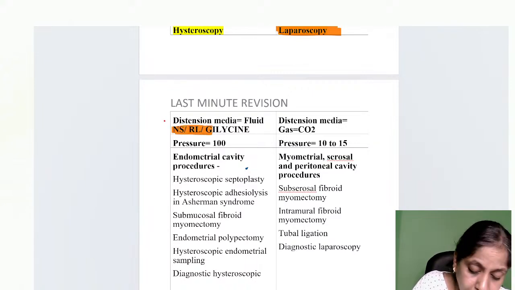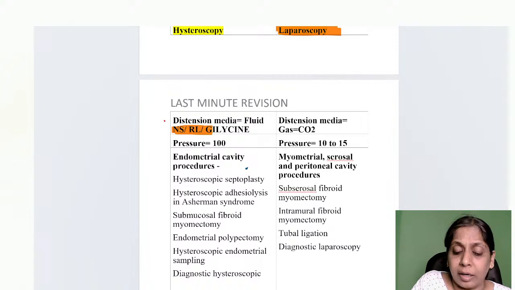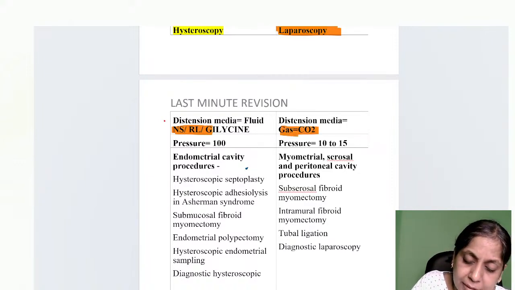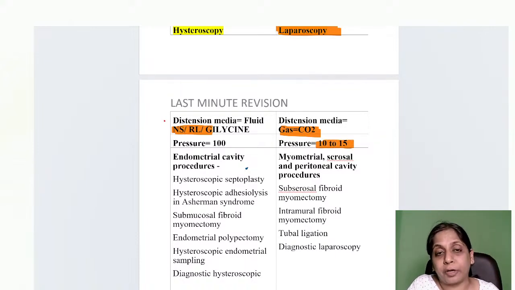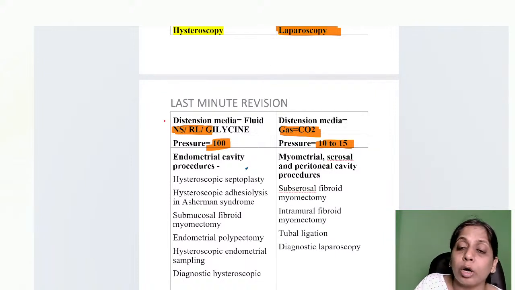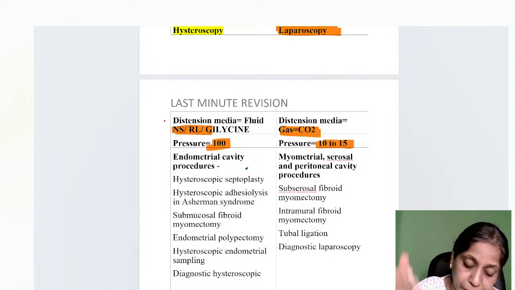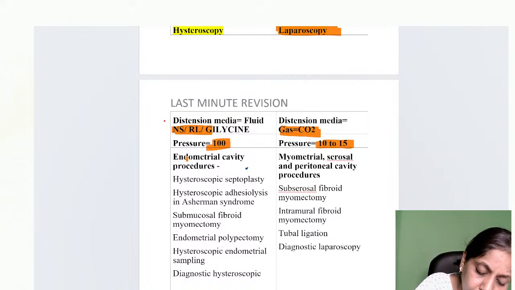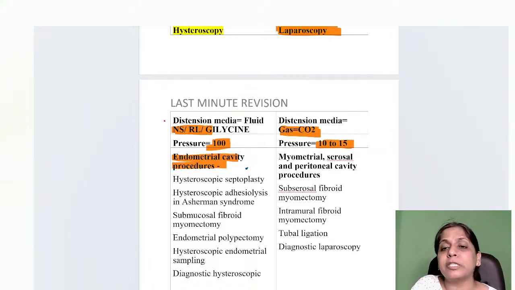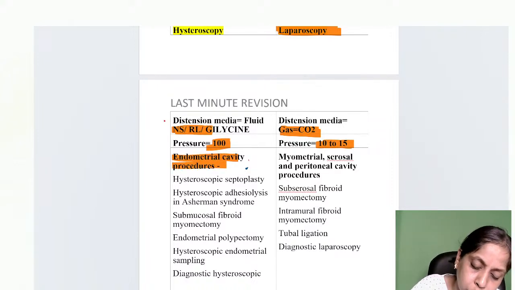It is isotonic. In laparoscopy, because we have to distend only the peritoneum, it is gas, and the gas is CO2. The pressure is 10 to 15, whereas here the pressure is 10 times more, 100, because we have to distend the myometrium, which needs increased pressure, right? The endometrial cavity, but by which procedures do we do it by hysteroscopy?